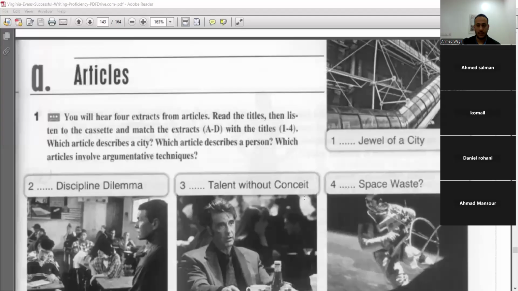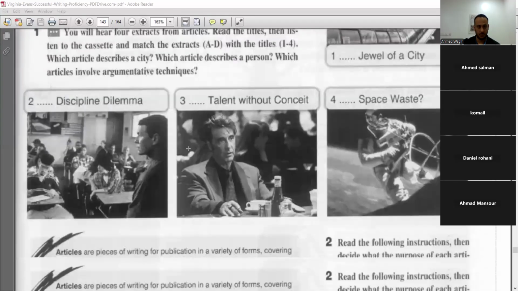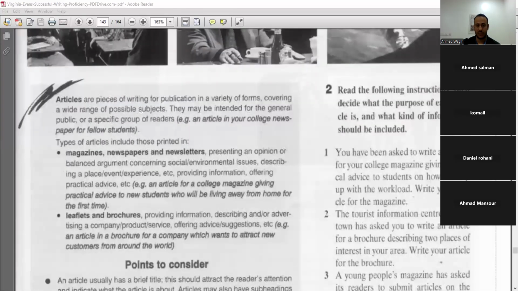So articles are pieces of writing for publication. So we write an article to be published. Maybe it's published in a variety of forms, in a magazine, in a school magazine, in a newspaper. And articles cover a wide range of possible subjects, possible topics, any topics related to society, to education, to medicine, whatever the article that we're reading.